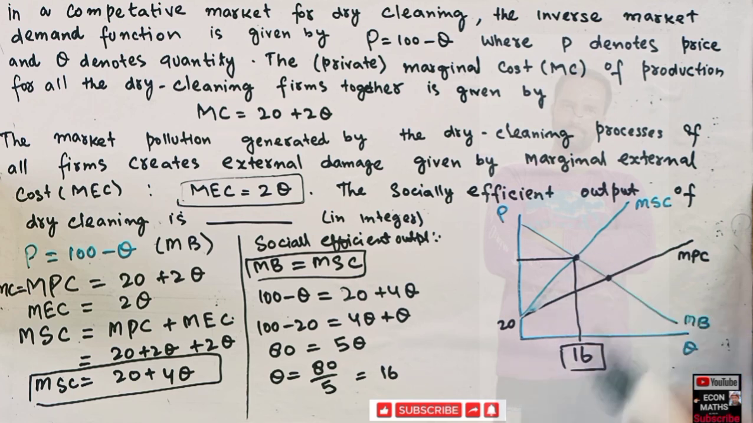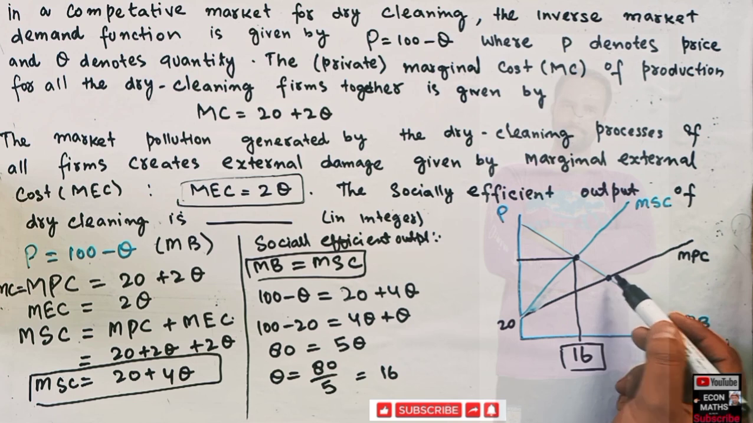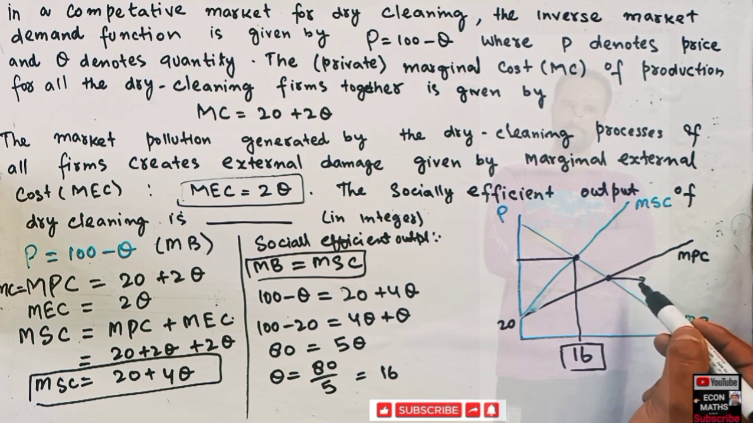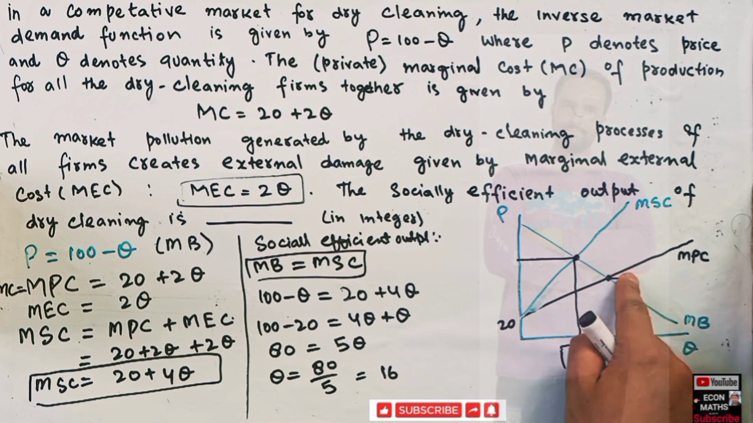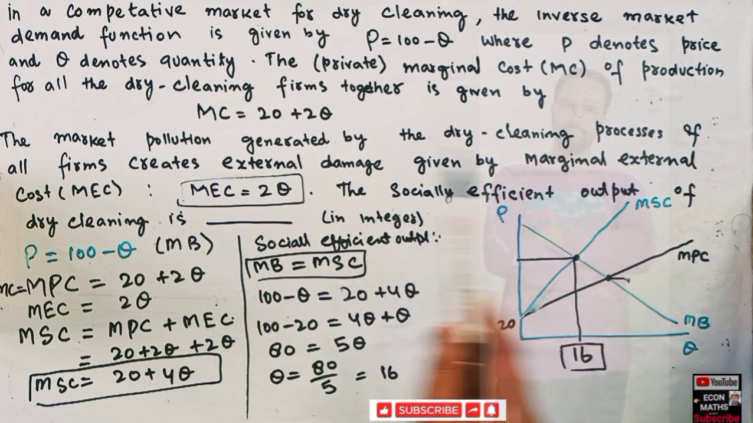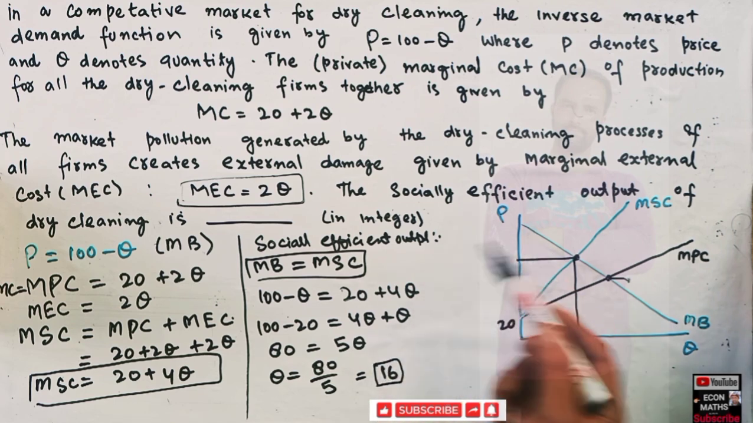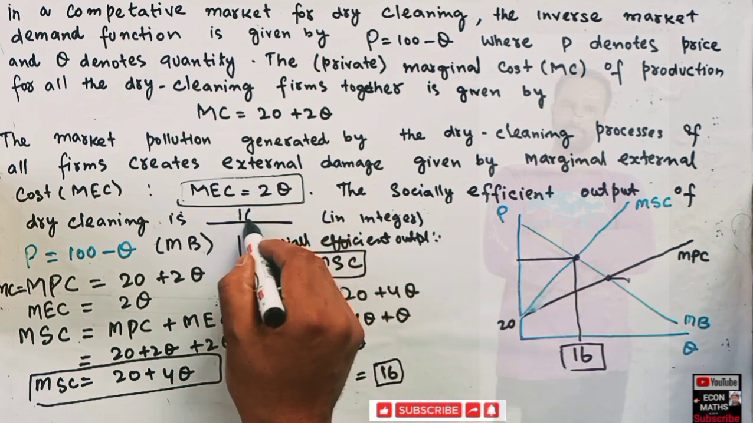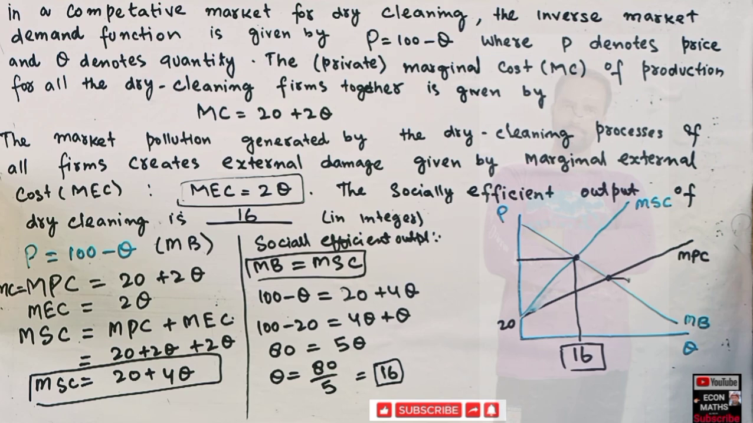So this point denotes our socially efficient point, and this point is our market equilibrium point, or perfectly competitive point. The question was asking us to find the socially efficient output of dry cleaning, so we will produce 16 units at the socially efficient output. That means we have 16 in the blanks here.